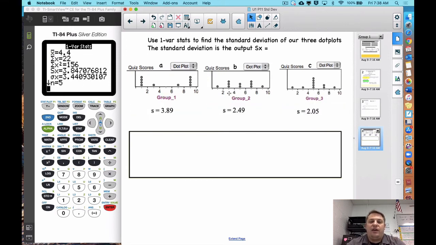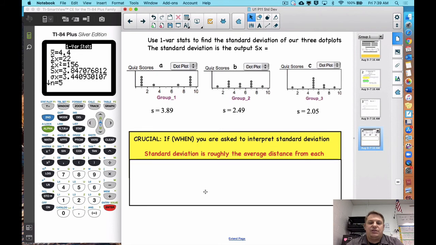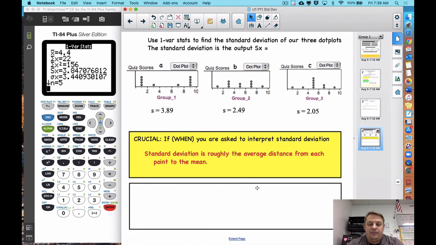Now, the one other thing that you need to know how to do is interpret or explain what this value means. And this is going to be the first of a series of statements throughout the year that you kind of got to study and almost memorize, at least parts of them, because there are some key things they'll look for if they ask you to do this on the AP exam. So, if you are asked to interpret standard deviation, you should say that standard deviation is roughly the average distance from each point to the mean.